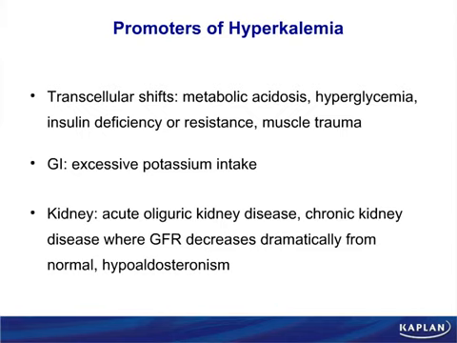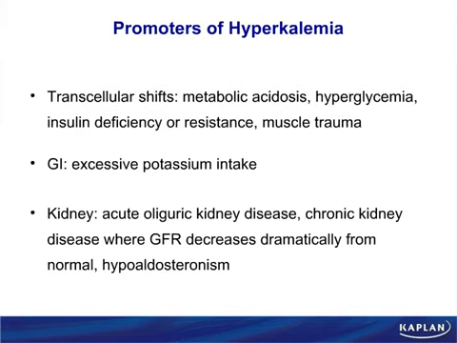Low aldosterone states. Aldosterone is necessary for normal renal secretion and excretion of potassium. So, very important to understand. In order to have normal potassium, you need two things. You need kidneys and you need aldosterone.